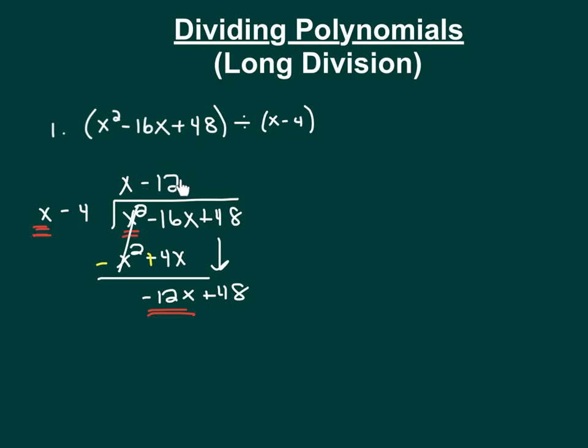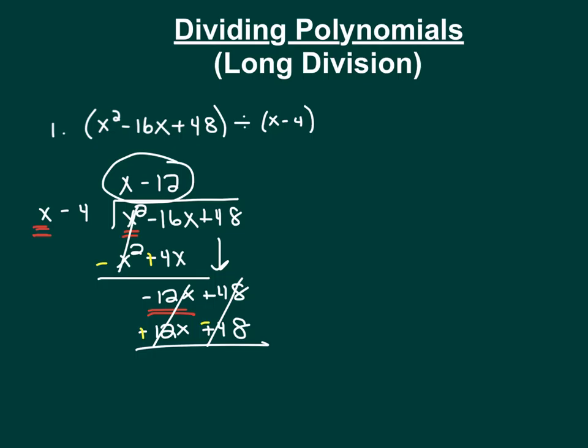You're going to take this negative 12 and distribute it to the x minus 4. So negative 12 times x is negative 12x, and then negative 12 times negative 4 is positive 48. Now again, since we're subtracting these terms from these terms right here, we're going to have to change our signs, so this becomes a positive and this becomes a negative. And so now negative 12x and positive 12x cancel out. And then over here we have a positive 48 and a negative 48, which also cancels out. So this right here, x minus 12, is our answer.